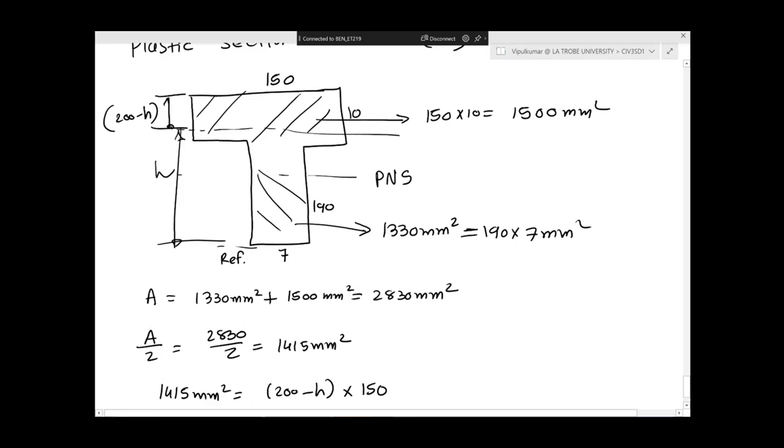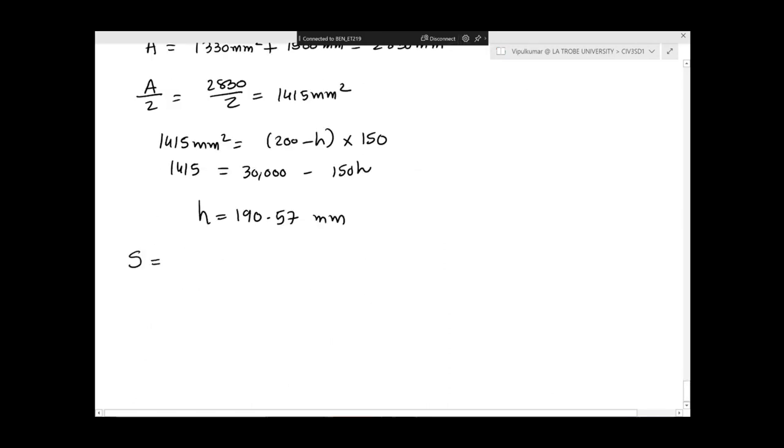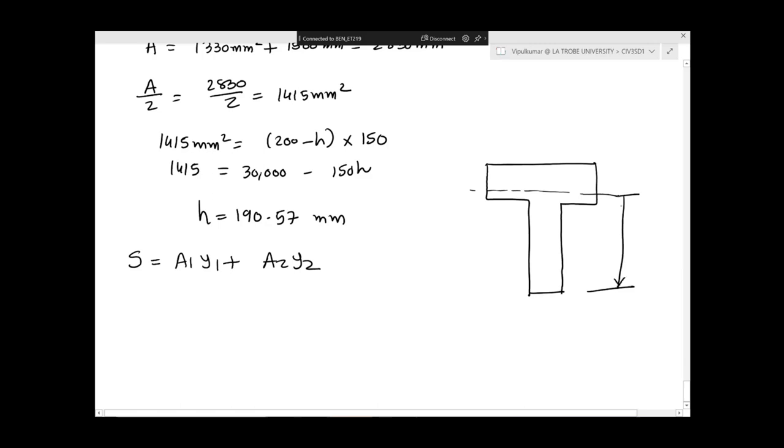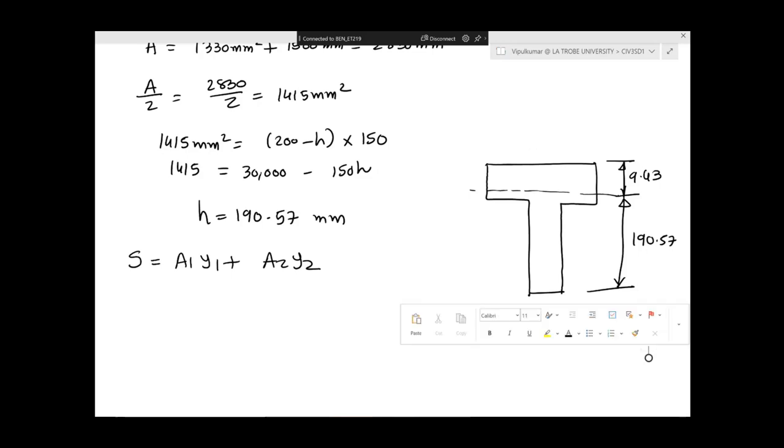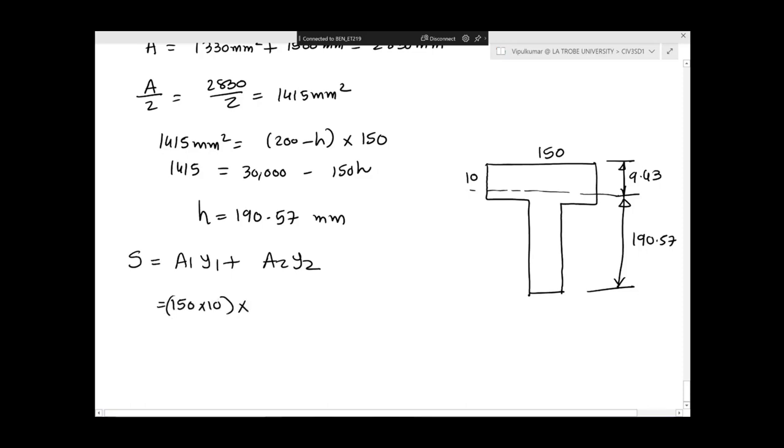All right, so all good so far. This is the axis where your area will be divided. Now, section moment is equal to area times Y1 plus area times Y2. This distance. So area 1, 150 by 10, distance y1.